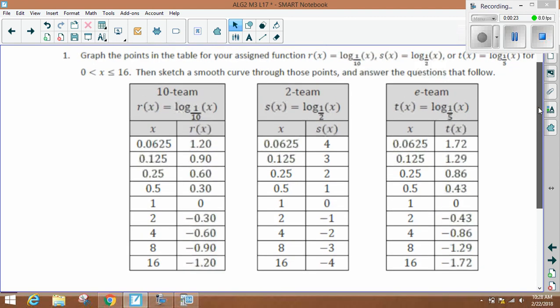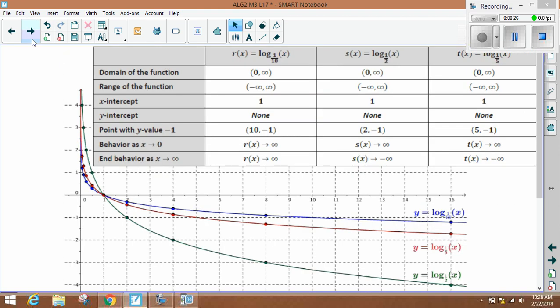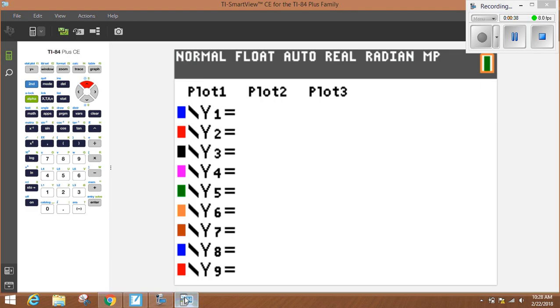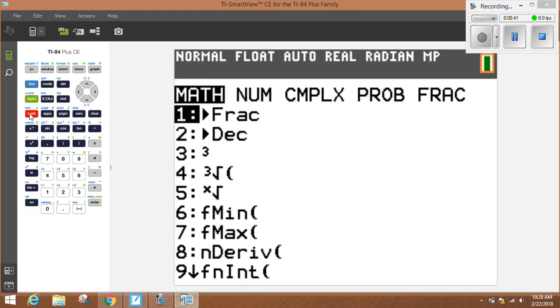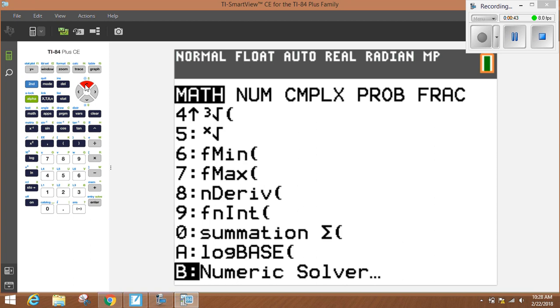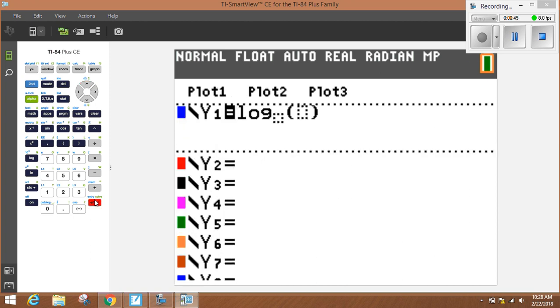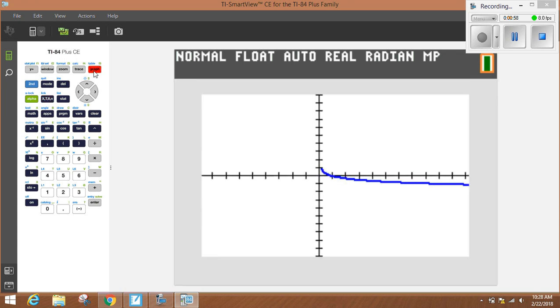So you should have a graph on your other paper. It should look like this. Let's go ahead and put those into our handy-dandy graphing calculator. You have the log base function, so you can just hit log base. And these are log base 1/10 of x. They're really weird. So that's what that looks like.